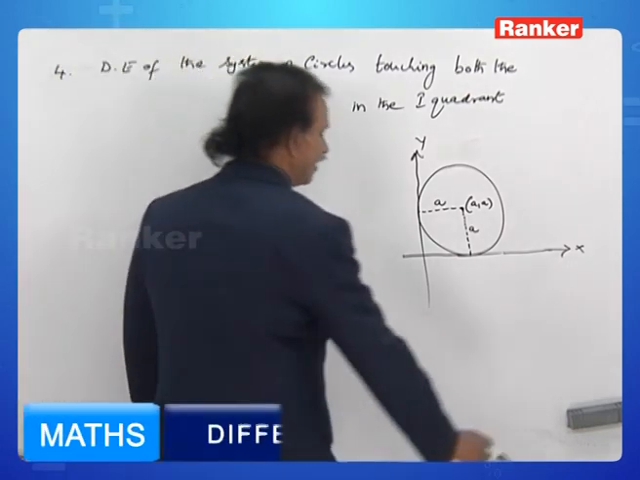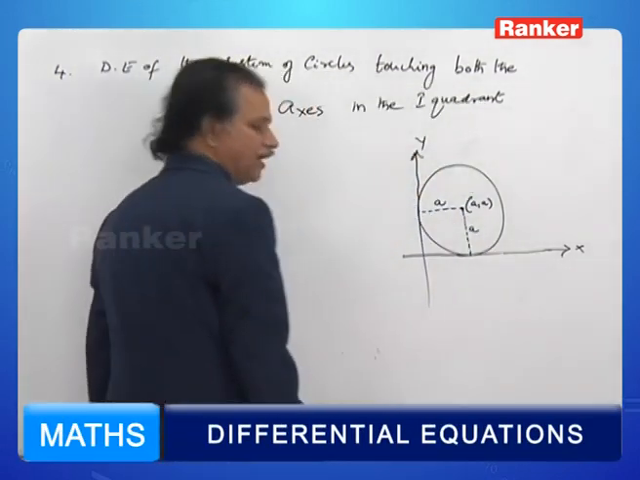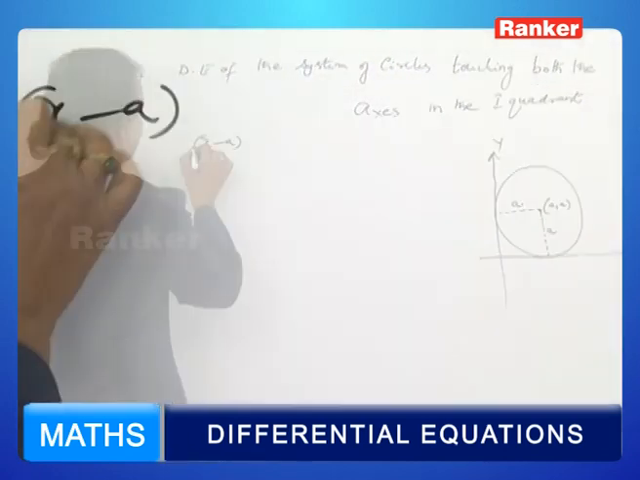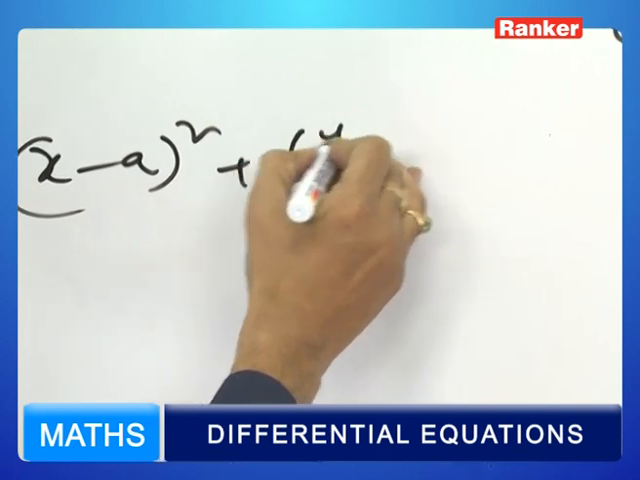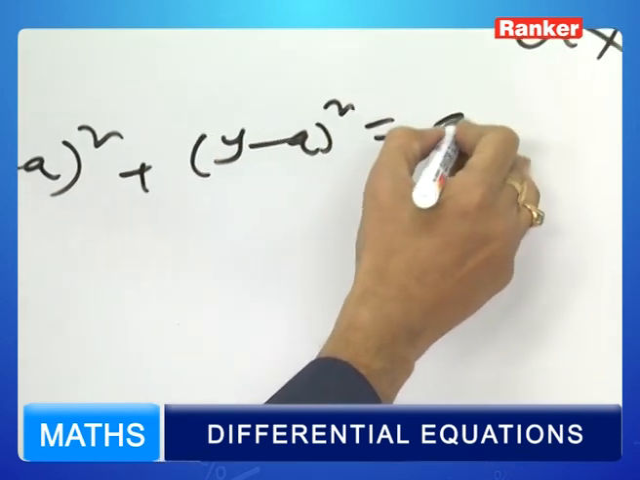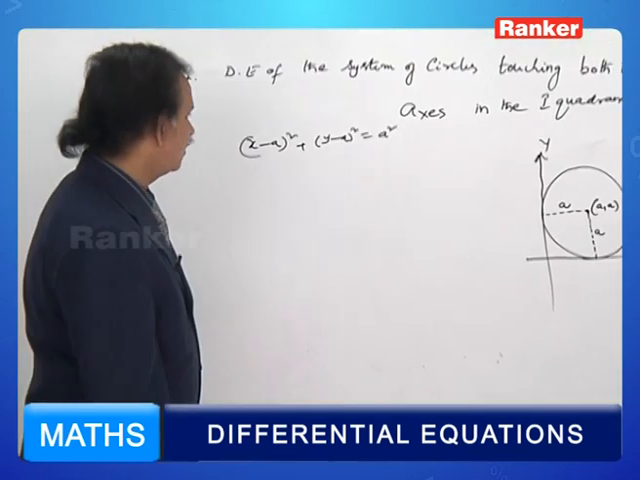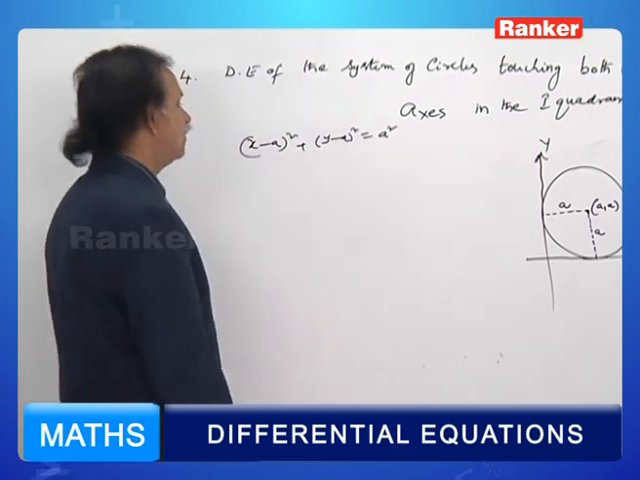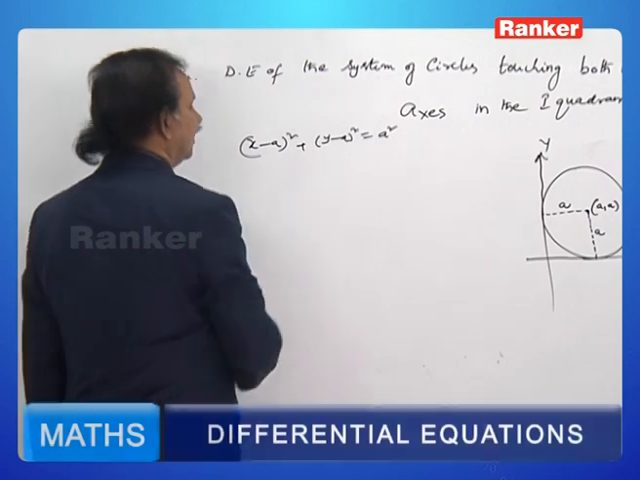Center is (a, a). Well done. What is the equation of the family? (x − a)² + (y − a)² = a². What is the standard equation of the system?